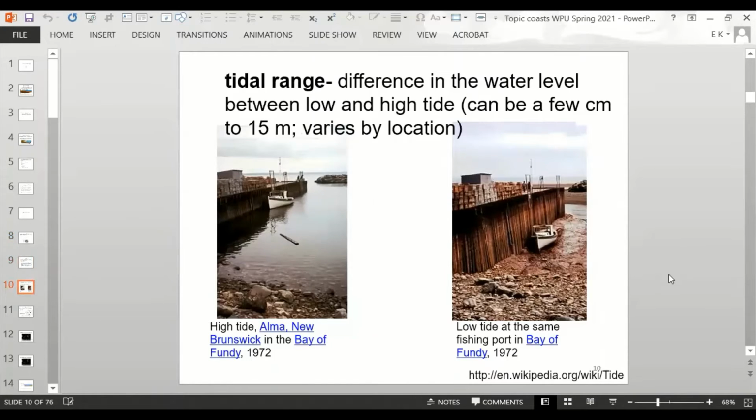Here is an extreme example of a large tidal range. And this is in the Bay of Fundy. So this is the same area in high tide and low tide. So this is a very extreme example, okay? Very large drop in water levels. So extreme that this boat is left on mud that's underneath the water during high tide.